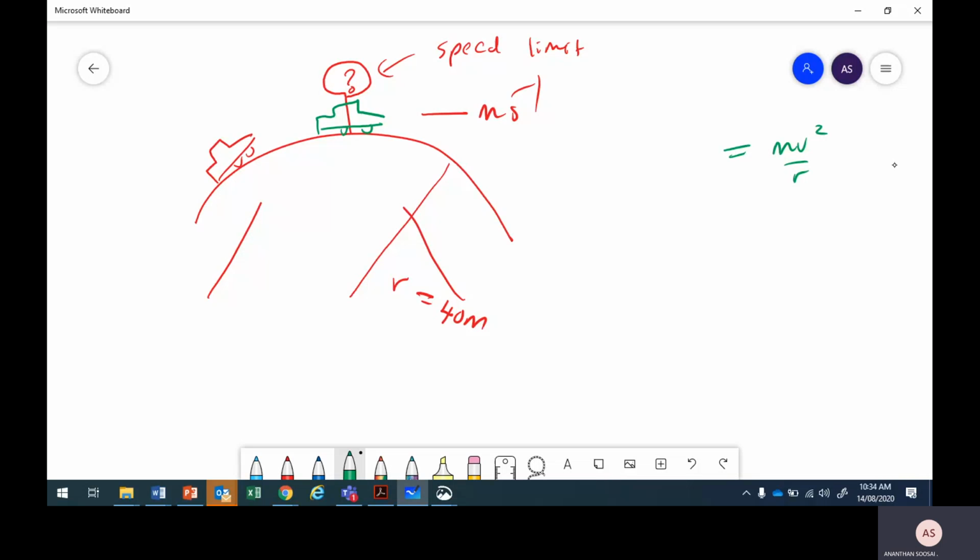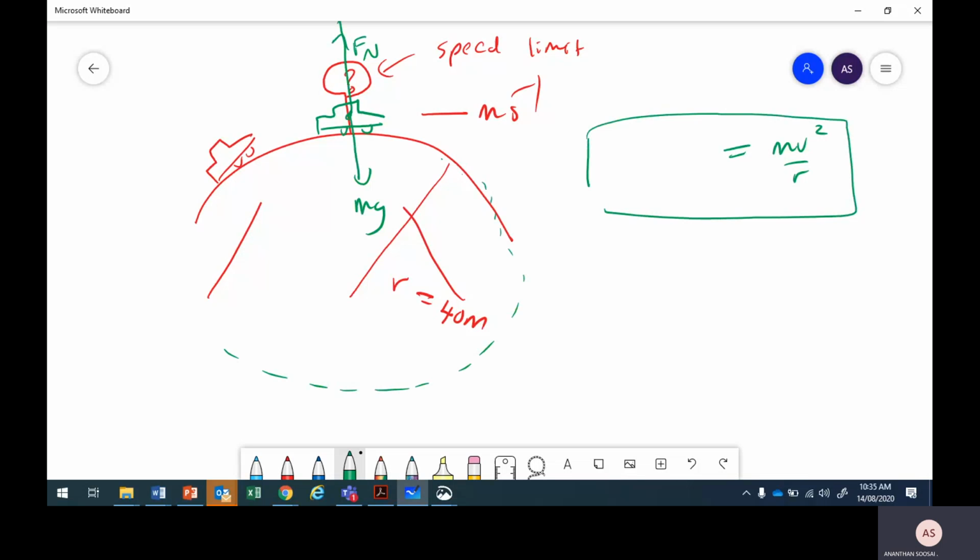So what is the formula for the centripetal force? What are the forces acting on the car at this point? The weight acting down and the normal force acting up. But which side is the circle? The circle is down here. So what equals the centripetal force? Yes, mg minus Fn. You can't go Fn minus mg.